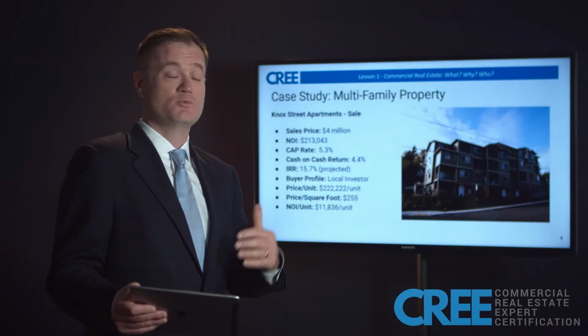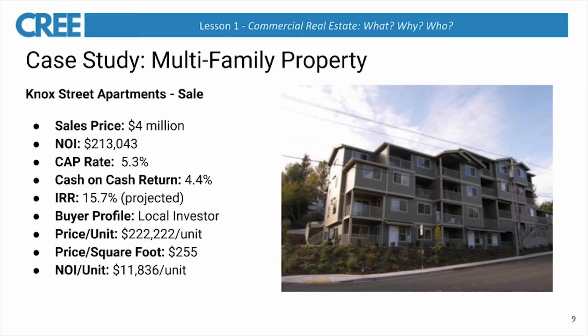This is the case study that we're going to be dealing with. And this is the Knox Street apartment complex. It's a 16 unit that I sold personally to an investor, and the price was $4 million, and the NOI was $213,000. The cap rate was 5.3. The cash on cash return was 4.4%. The internal rate of return was just under 16%. The price per unit, $222,000.